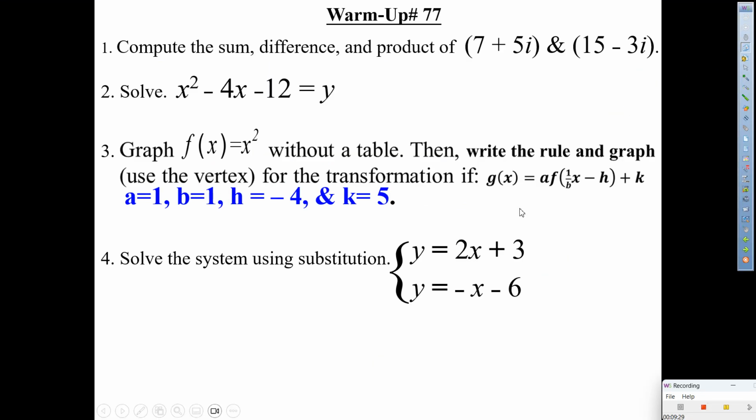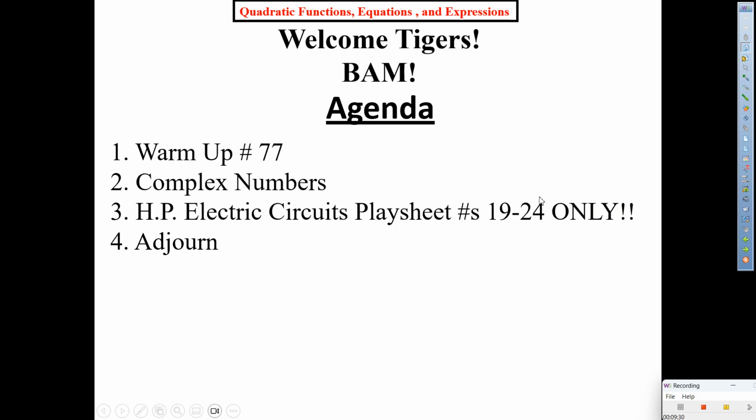All right, copy the agenda, please. Warm-up 77 is done. We're in the middle of complex numbers. And tonight, it's going to be a fun home play on electric circuits. Tonight's home play, you're doing numbers 19 to 24 only. Make sure you get the practice in.